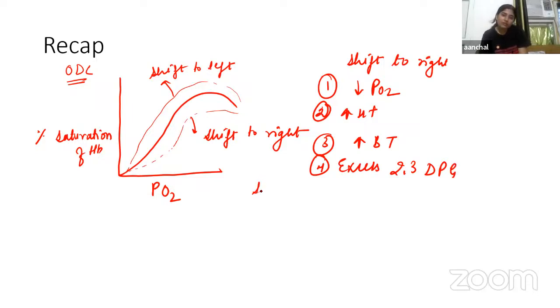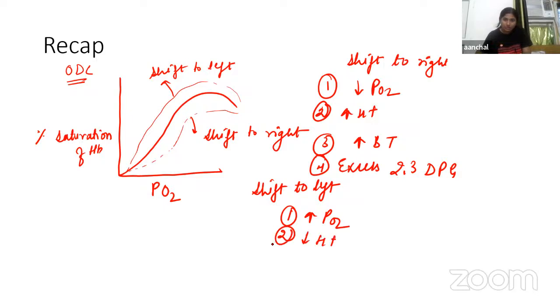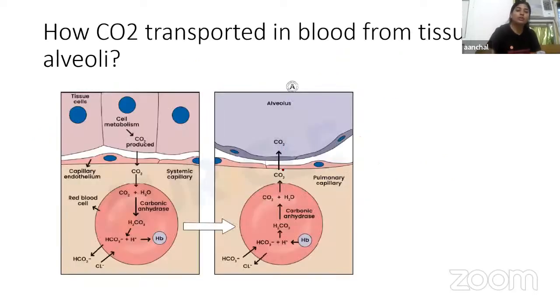Then we have shift to left. This shift to left occurs whenever there is an increase in partial pressure of oxygen, a decrease in hydrogen ion concentration, and a decrease in CO2. So these are the reasons for the shift to right and the shift to left. Now, next we have how CO2 gets transported in blood from tissues to alveoli.